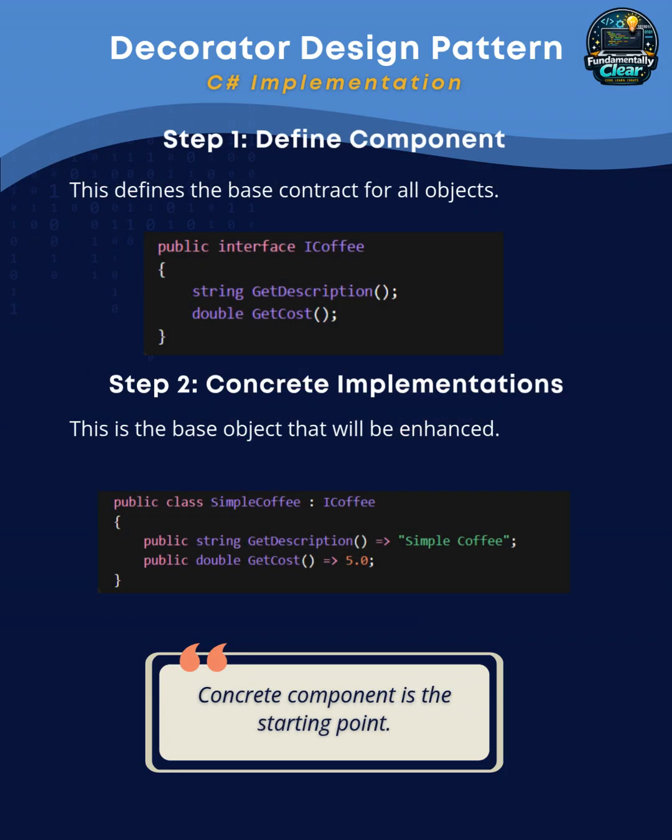Step 1. We define the base contract, an ICoffee interface with two methods, GetDescription and GetCost. This is the common type that both the real object and all decorators will implement. Step 2. We create the concrete base object. SimpleCoffee implements ICoffee, returns the description Simple Coffee, and a base cost of 5.0. This is your starting point, your plain tree.